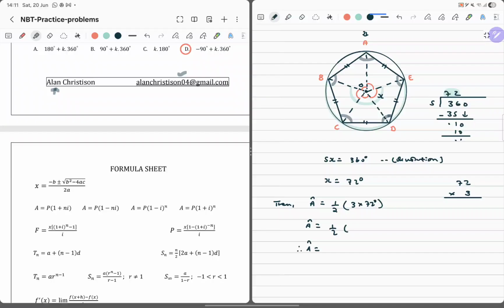Just use the tools. 3 times 2 is 6. 3 times 7 is 21. So 216. You get it. So this is on the 100. 200 divided by 2 is 100. We leave the other 0 because that's the 16. 16 divided by 2 is 8. It's 108.